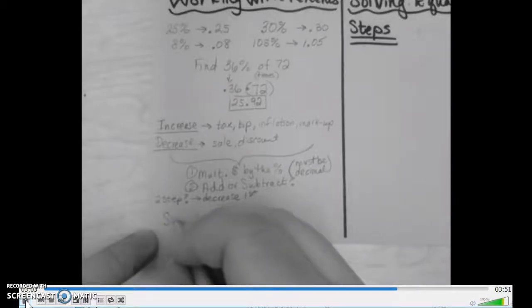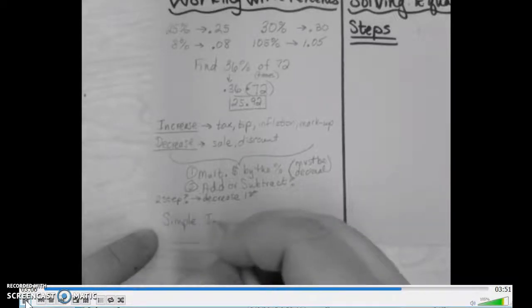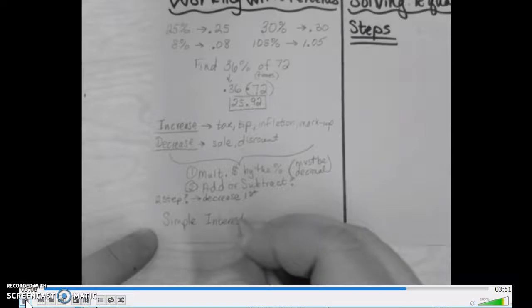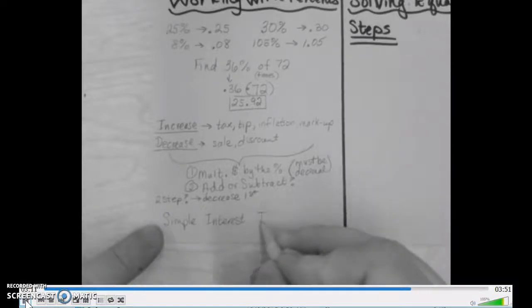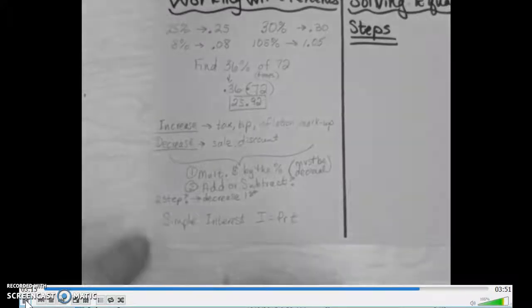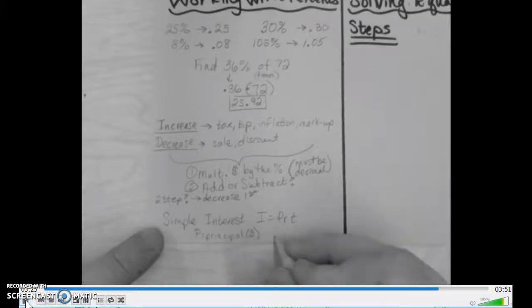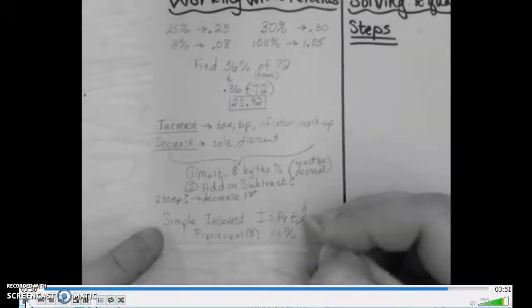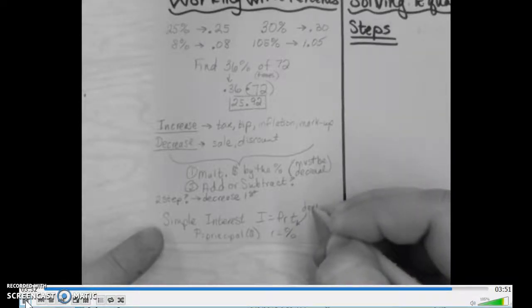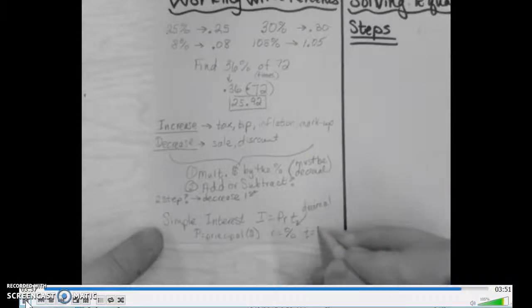The last thing we have for percents is simple interest. And simple interest is I equals PRT. P stands for principal, which is how much money you begin with. That's your money. R stands for rate. You must write it as a decimal, so remember to write it as a decimal. And then T stands for time.